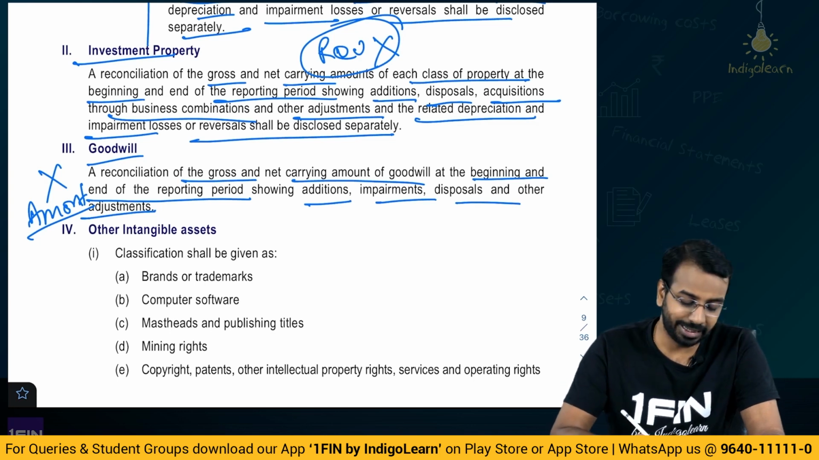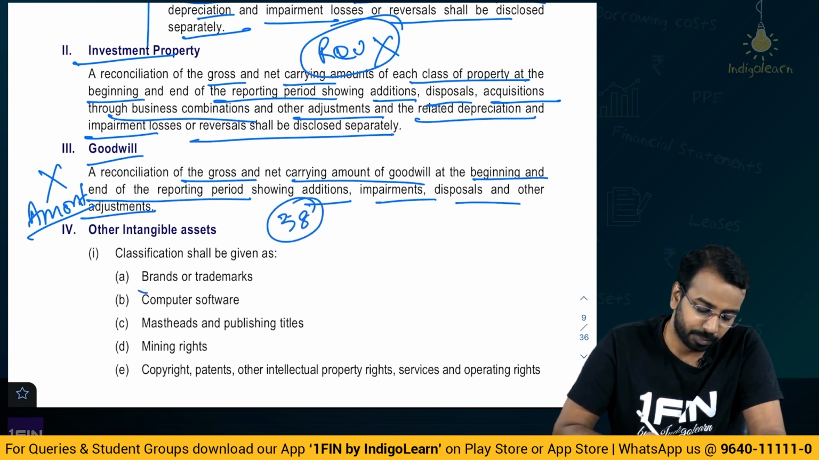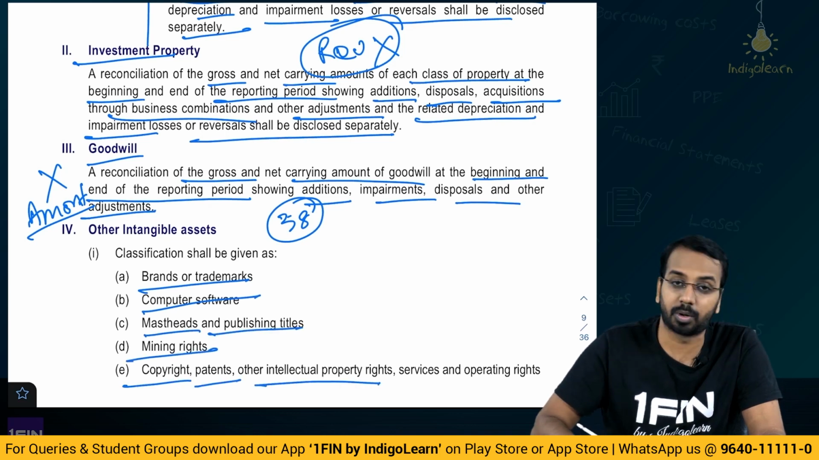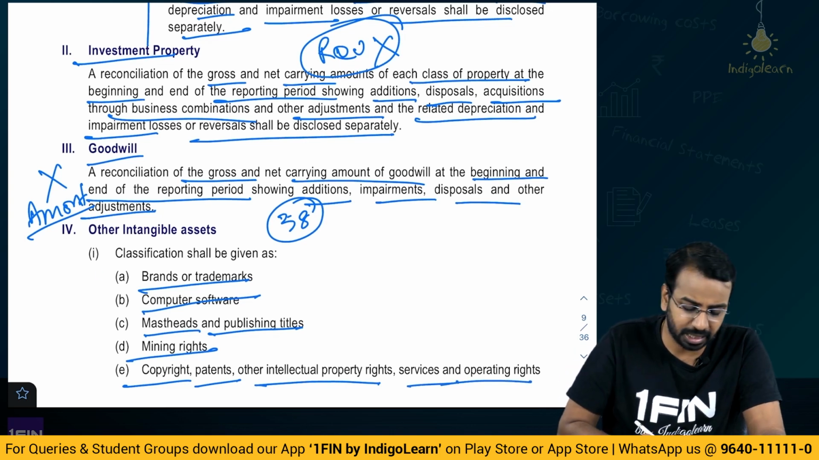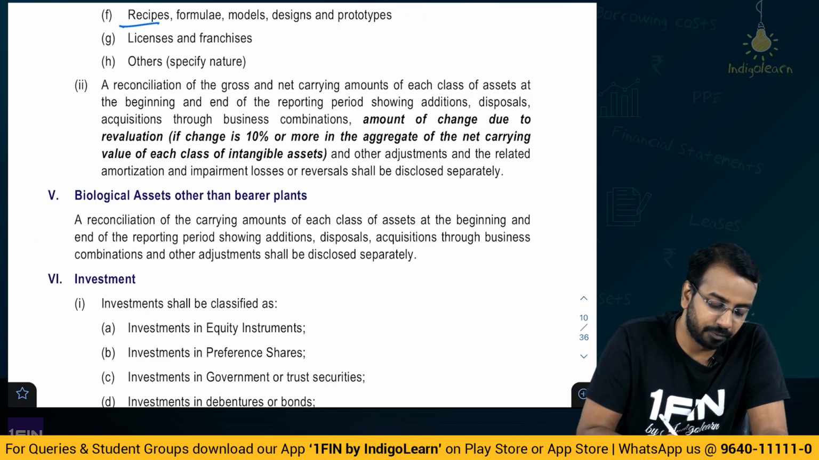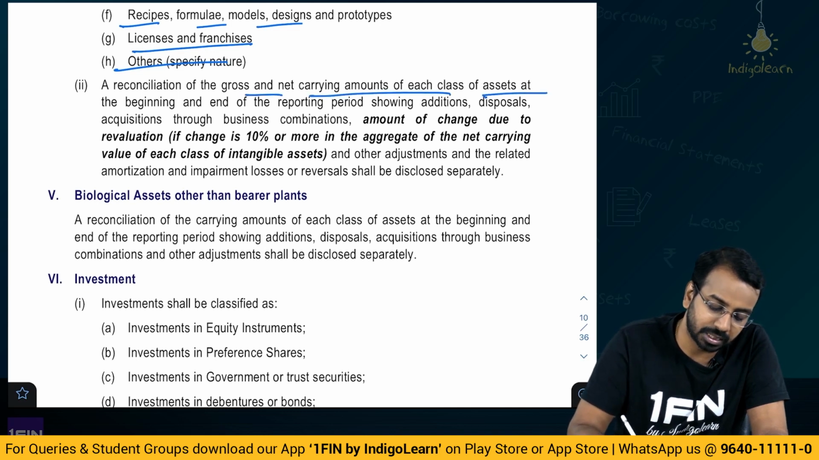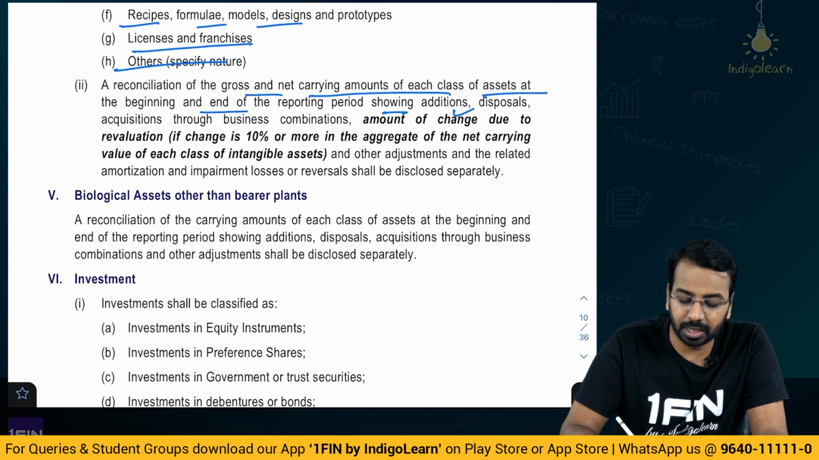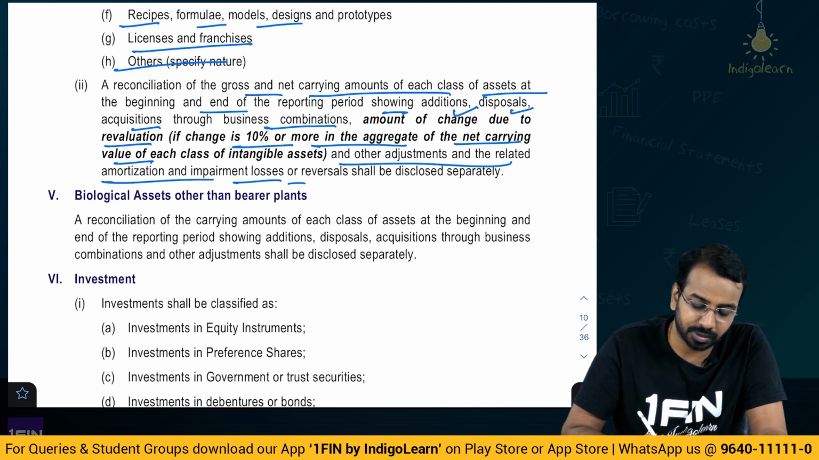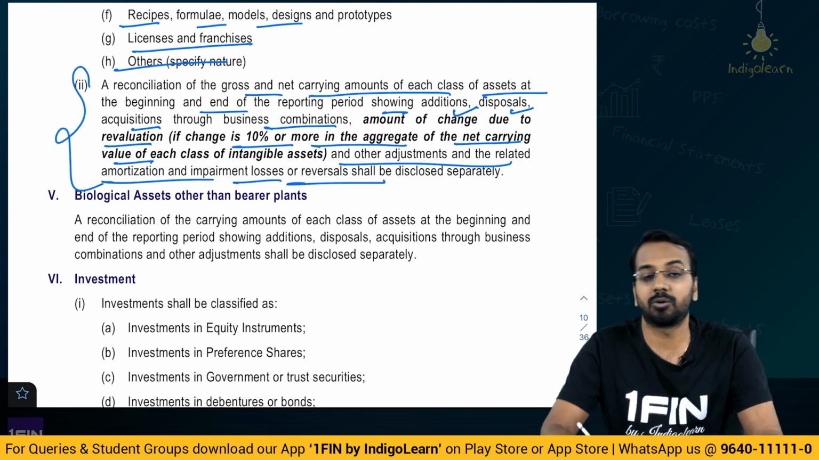Then any other intangible asset which are covered under Ind AS 38: brand, computer software, mastheads and publishing titles, mining rights, copyright, patent, other intellectual property rights, services and operating rights. So any kind of right which you classify as intangible asset, that you will disclose. Other intangible assets: recipe, formulae, model, licenses, others. Again here, reconciliation of gross and net carrying amount of each class of asset, beginning and at the end, showing additions, disposals, acquisitions through business combination, revaluation change if it is 10% or more in aggregate of the net carrying value, and other adjustments including amortization, impairment losses and reversals. So all of that you will disclose separately.